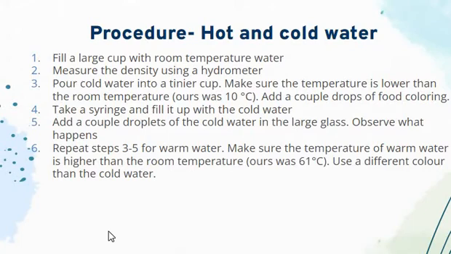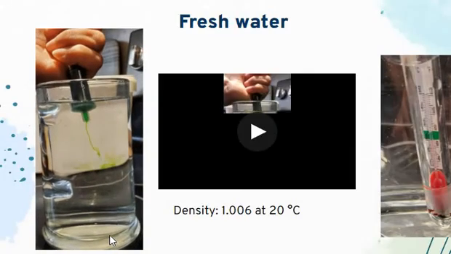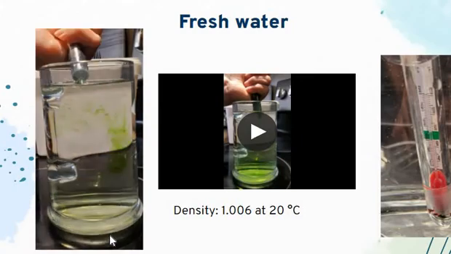Make sure the temperature of warm water is higher than the room temperature. Ours was 61 Celsius. Use a different color than the cold water. Also, before you start this, make sure that you measure the density of both the cold water and the warm water. Results. The first photo shows how we added the colored water into the full cup.